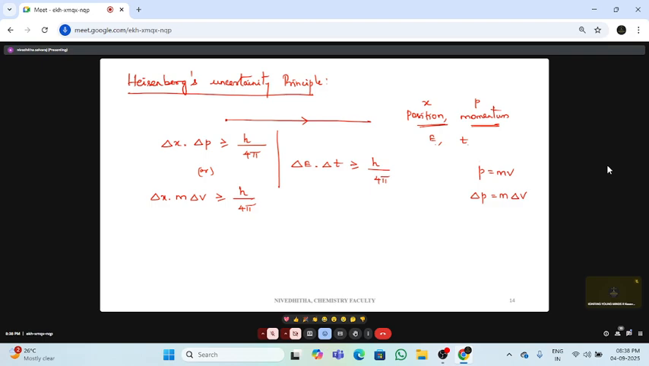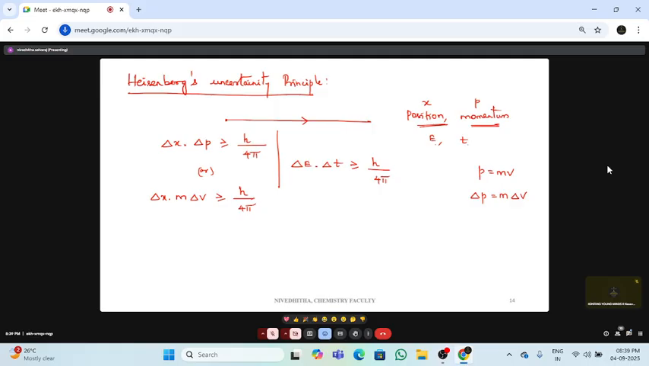For microscopic particles, say electron, atom, molecule, for these systems, we cannot measure position and momentum simultaneously. If you try to do so, then there will be a significant quantity of error. But if it is a macroscopic object, we can measure position, momentum, energy, and time simultaneously. There won't be any issue. Okay, the error will be very minimal for macroscopic objects, but it is not so in the case of microscopic objects. Okay, this is Heisenberg's uncertainty principle. Any doubt?